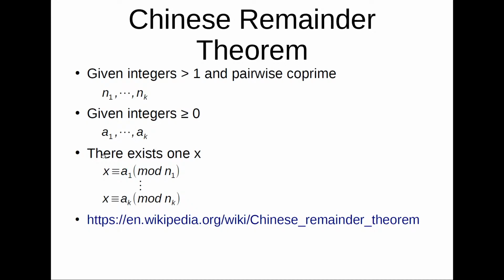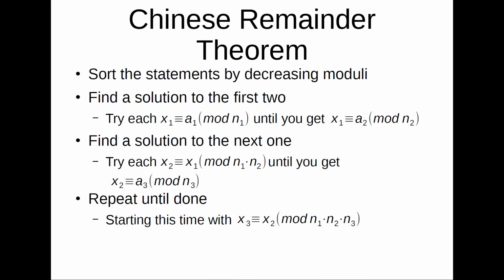All right, so you could also put it that there's only one x that when you divide it by n1, you get a1 as the remainder. When you divide it by n2, you get a2 as the remainder. And when you divide it by nk, you get ak as the remainder. That's another way to look at it other than just x is congruent to a1, x is congruent to a2, x is congruent to ak.